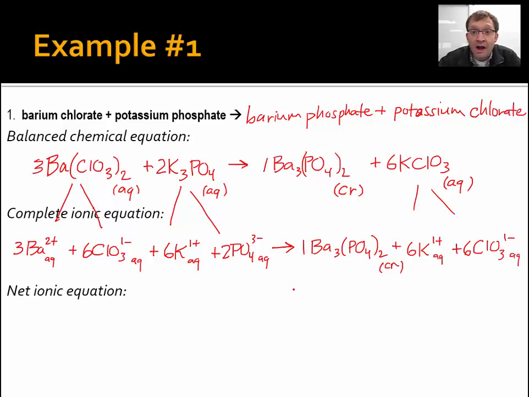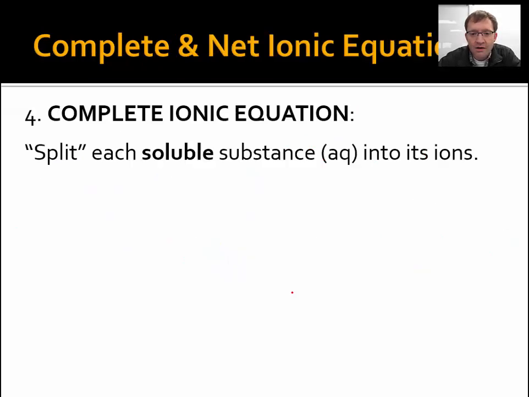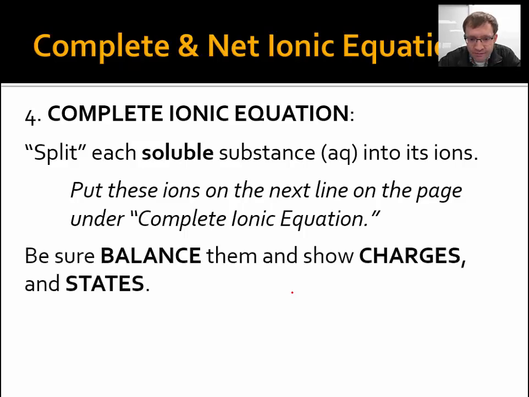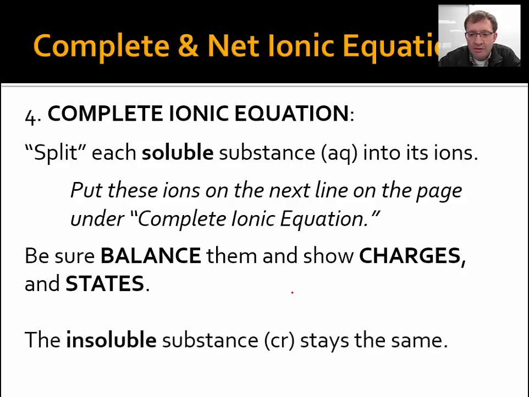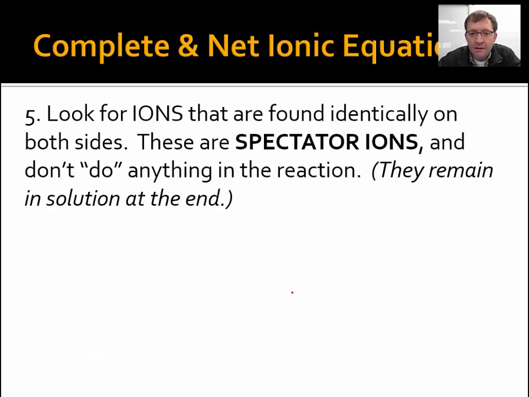Now this is a big, wide equation. That's why the page that I gave you in class is oriented the landscape way, so you have enough room to write. So feel free to spread out. Don't be so squashed that we can't have the details, and make sure you have charges and states on everything. All right, next step. We've kept that balanced, we've shown charges, we've shown states, so we've done a nice job with all that. And as I mentioned, the insoluble substance, our crystalline barium phosphate, in this example, stayed the same. All right, number 5. What we want to do next is find ions that are found identically on both sides.